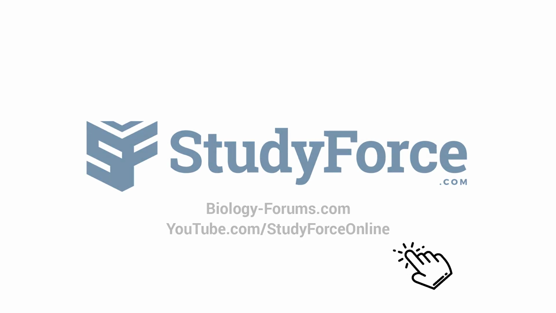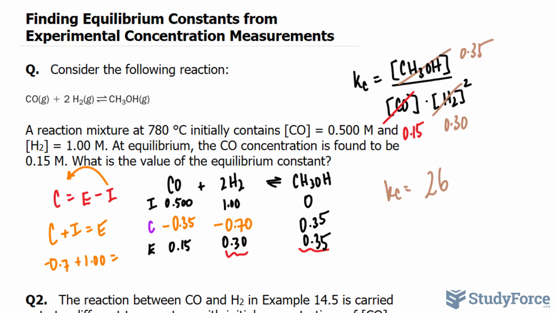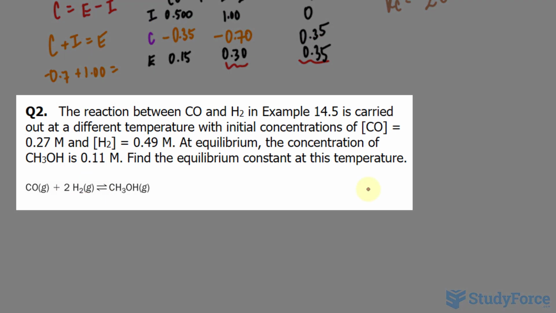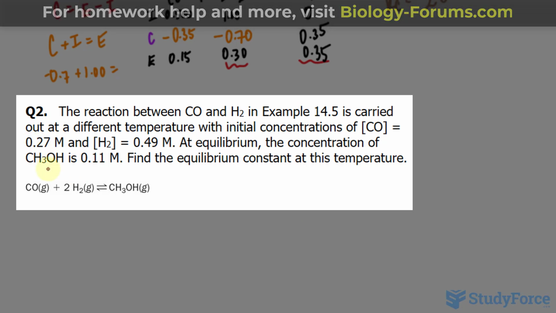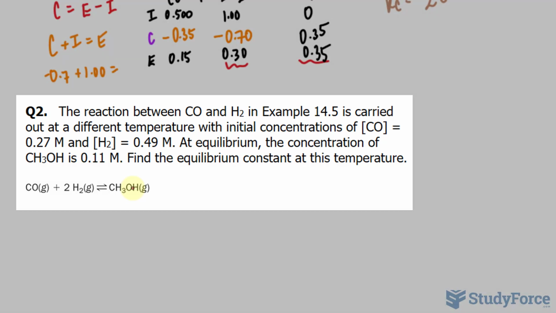Welcome back to part 2 of this lesson where we find the equilibrium constants from experimental concentration measurements. We ended off with the last question in this series, which reads: the reaction between CO and H2 in the previous example is carried out at a different temperature with initial concentrations of CO at 0.27 and H2 at 0.49. At equilibrium, the concentration of CH3OH is 0.11 molar. Find the equilibrium constant at this temperature.